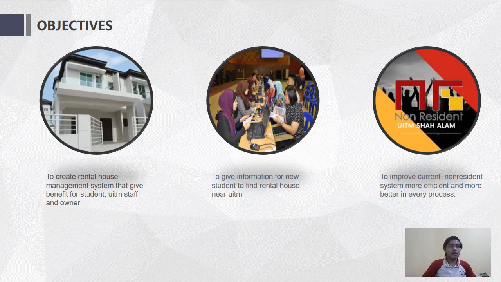This is our objective for the UiTM rental house system. There are three main objectives. First, to create a rental house management system that gives benefit to students, UiTM staff and owners. Second, to give information for new students to find rental houses near UiTM. Lastly, to improve the current non-resident system to be more efficient and better in every process.